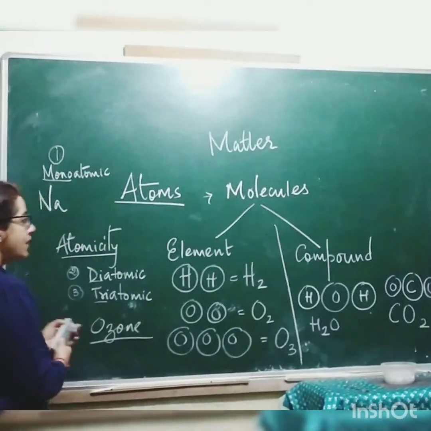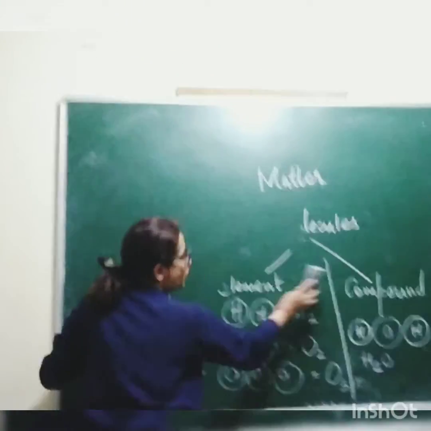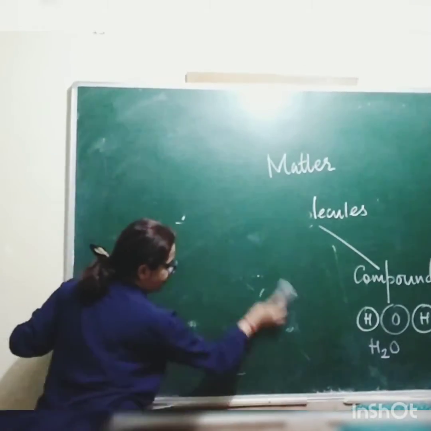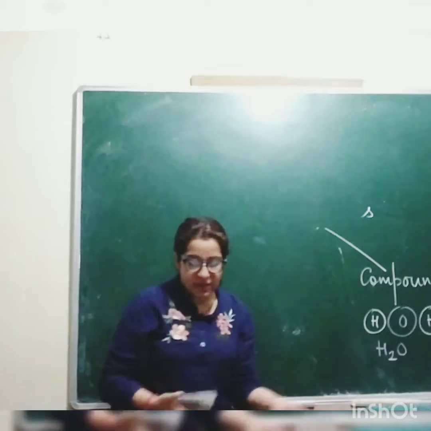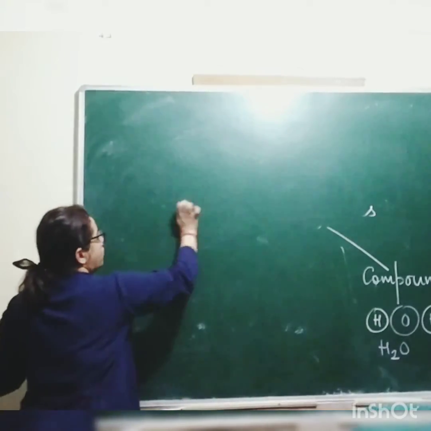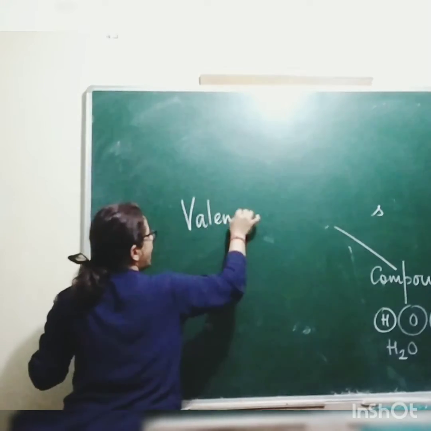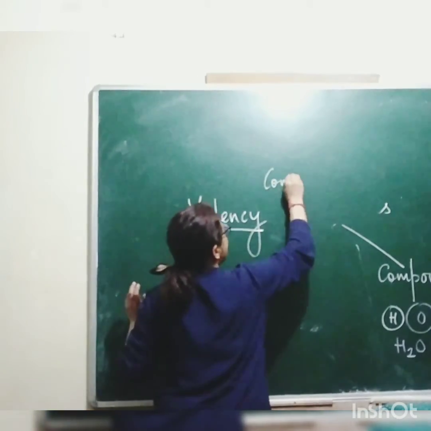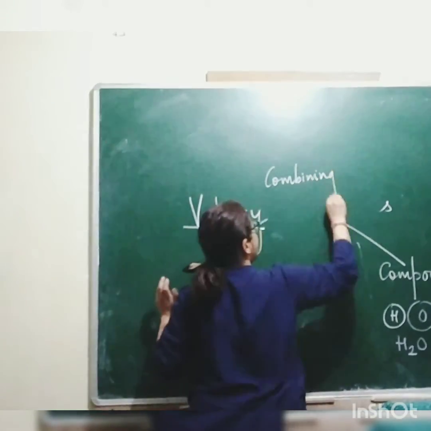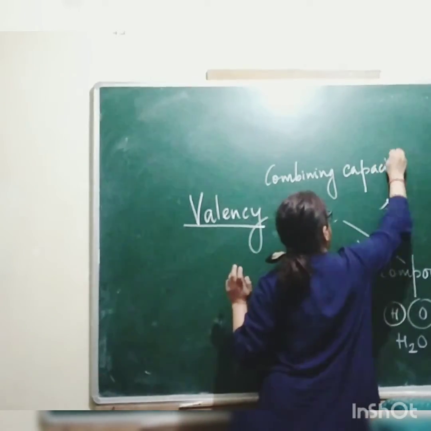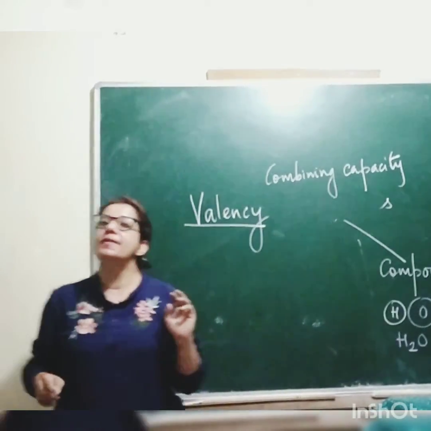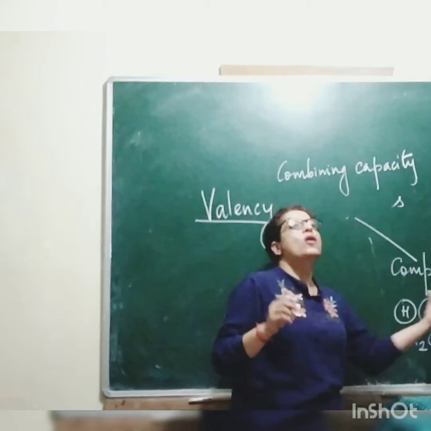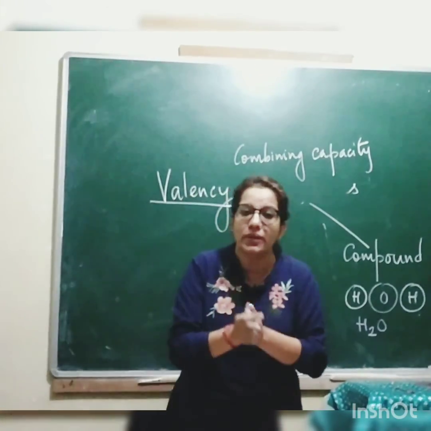Now we come to valency. So whenever a molecule of a compound is formed, the atoms combine with each other with the property known as valency. So what is valency? It is the combining capacity of an element. The combining capacity of an element is known as valency. So depending on the valency, the elements or the atoms of an element will combine with each other.